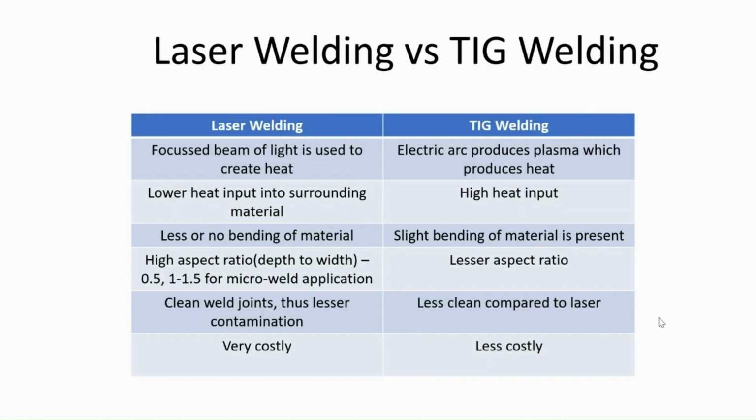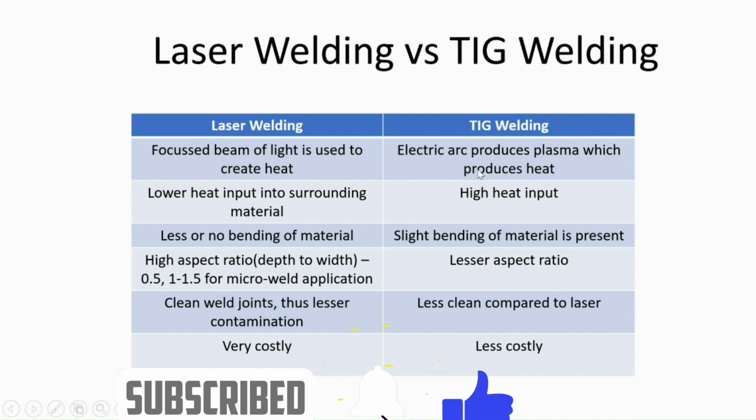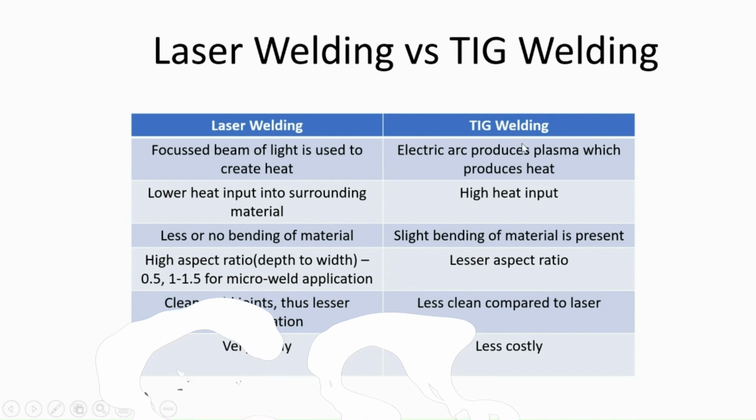Now we can compare laser welding and TIG welding. In laser welding, a focused beam of light is used to create heat. The kinetic energy of the photons is converted to heat in that region. In TIG welding, an electric arc produces a plasma which produces the heat in that region, and that is used for welding.